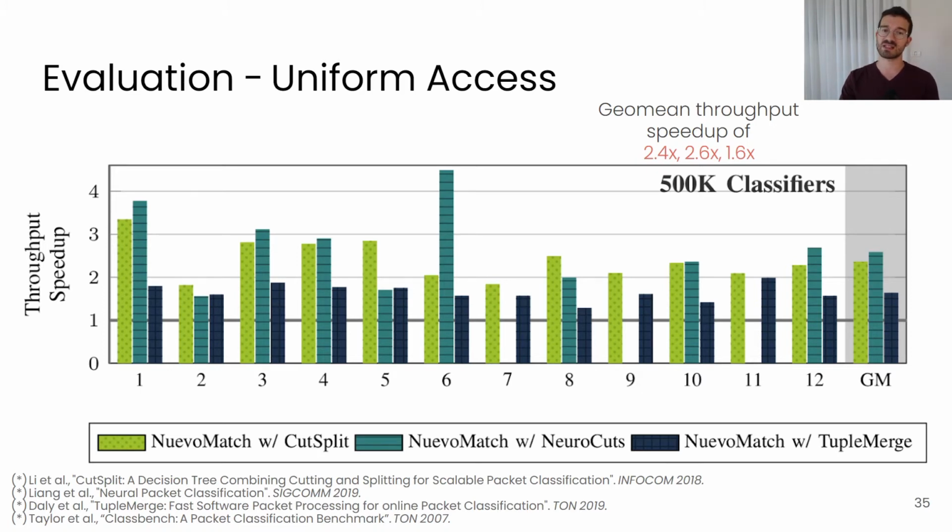In all rule sets, NuevoMatch exceeds all other methods. The GM on the right stands for geometrical mean. Note that some bars are missing. These are NeuroCuts classifiers that did not converge.